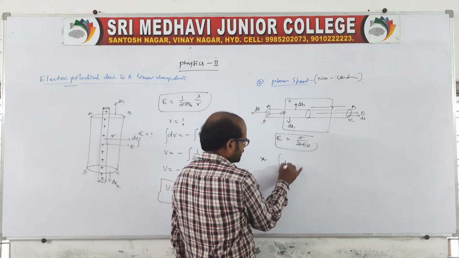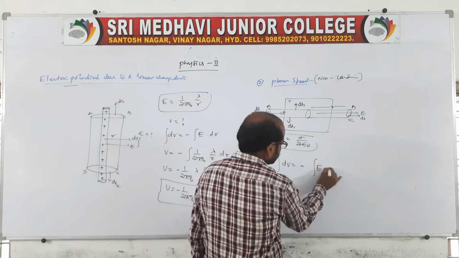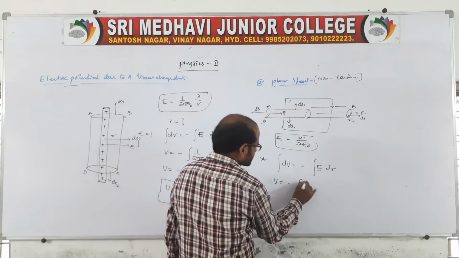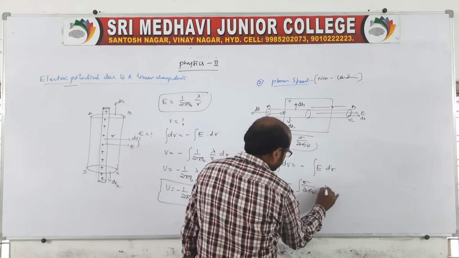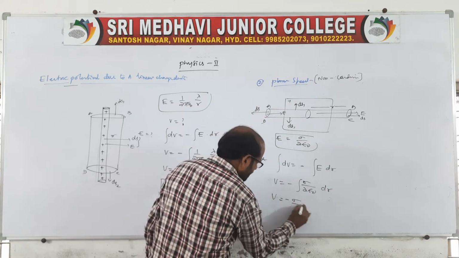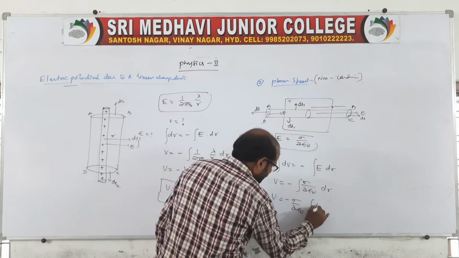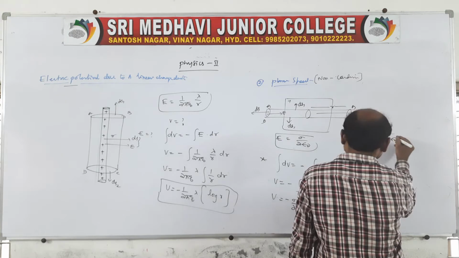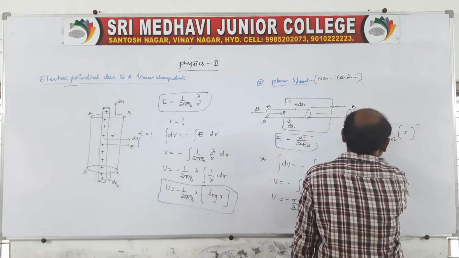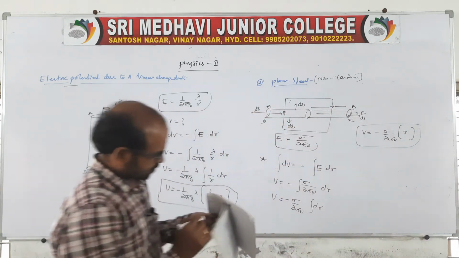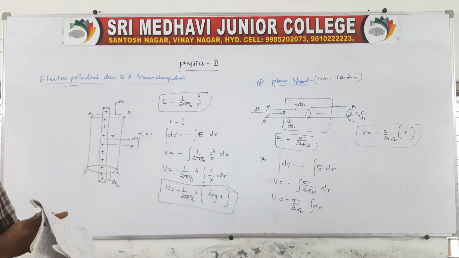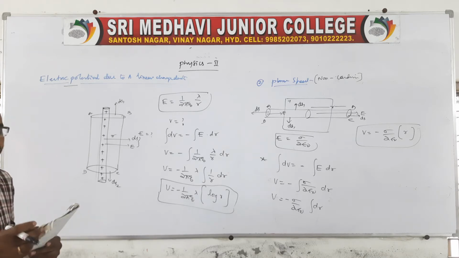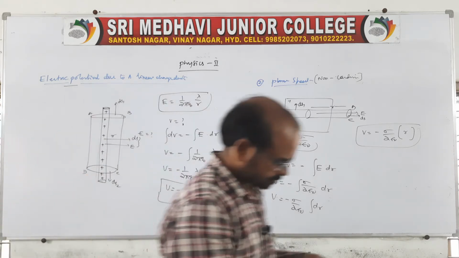Again use the same, dV equals minus integral E dr. So integral dV is V, minus integral sigma by 2 epsilon naught into dr. So V equals minus sigma by 2 epsilon naught integral dr, which is nothing but r. This is the answer for the case of a plane sheet.